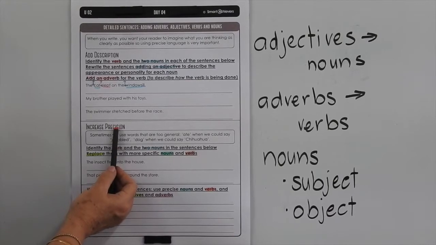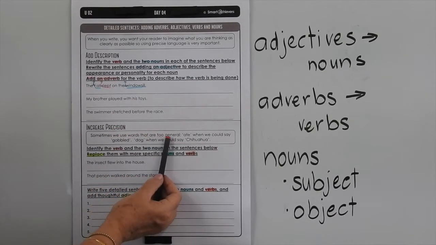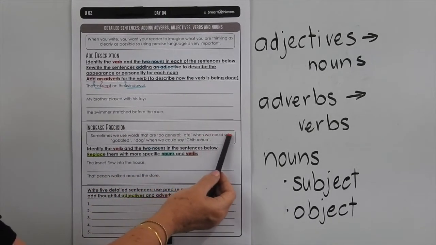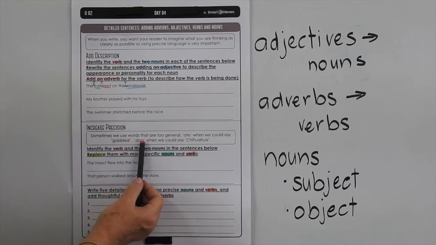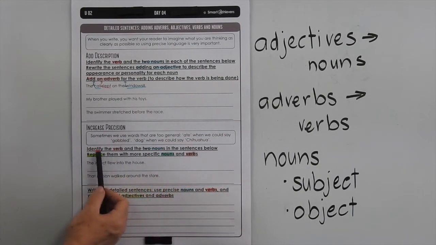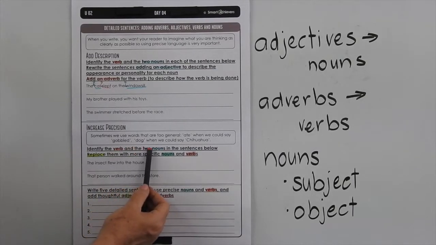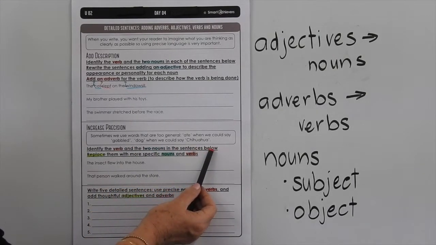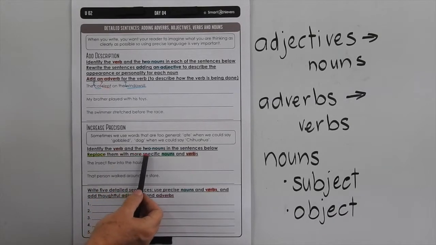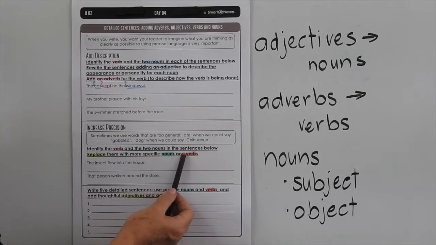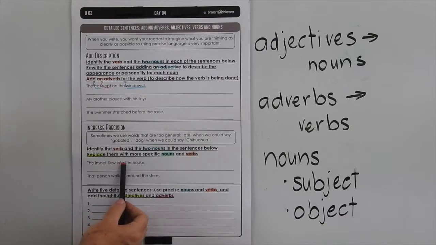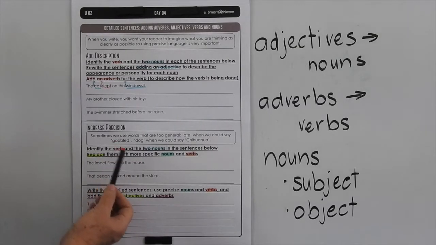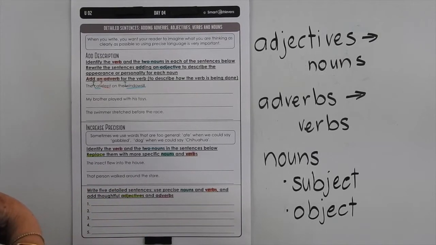Increase precision. So sometimes we use words that are too general. Ate when we could say gobbled. Dog when we could say chihuahua. So identify the verb and the two nouns in the sentences below and replace them with more specific nouns and verbs. So the insect flew into the house. You've highlighted your verbs and nouns. Think about a better verb and two better nouns to replace the insect and house in these sentences.